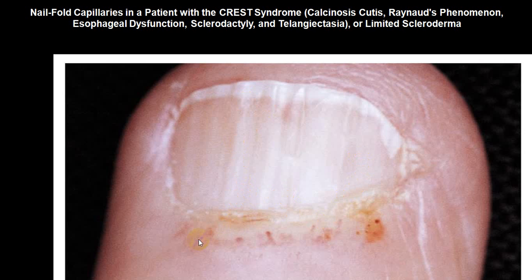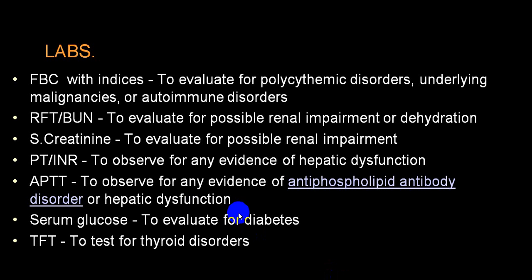You can have this clearly. You can see a little dilated capillary. Usually in secondary, you might require renal function test, PT-INR, creatinine, serum glucose, thyroid function test. All those may be necessary.